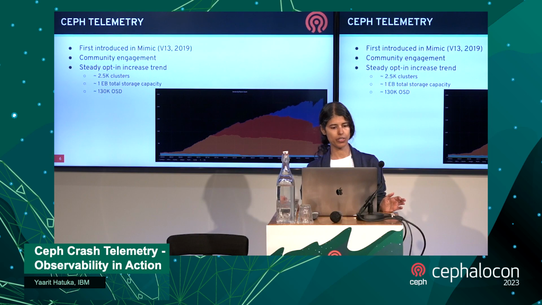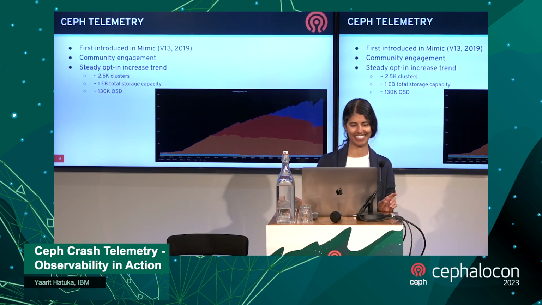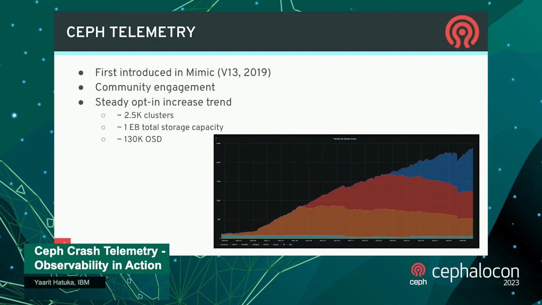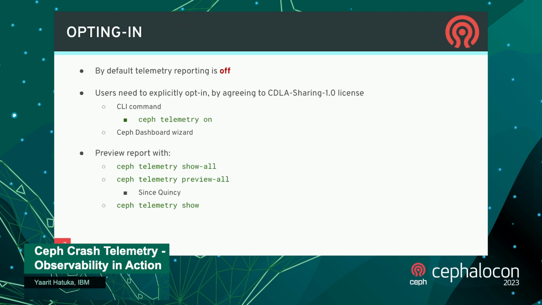So we first introduced telemetry in Mimic in 2019, and ever since we see a steady opt-in increased trend from the community. We have about 2,500 clusters reporting with nearly 1 exabyte total storage capacity. We're this close to crossing the threshold, with about 130K OSDs reporting.